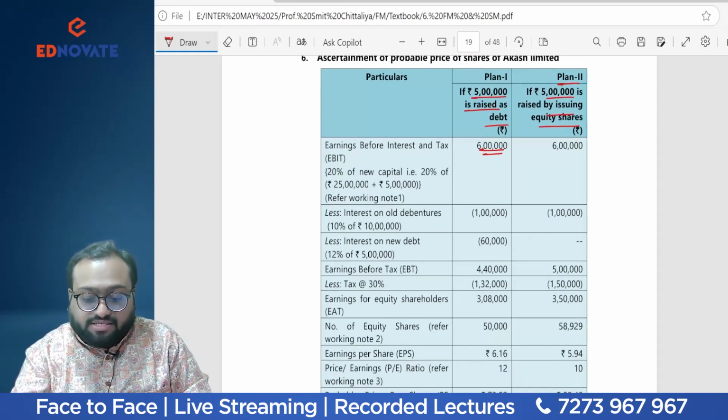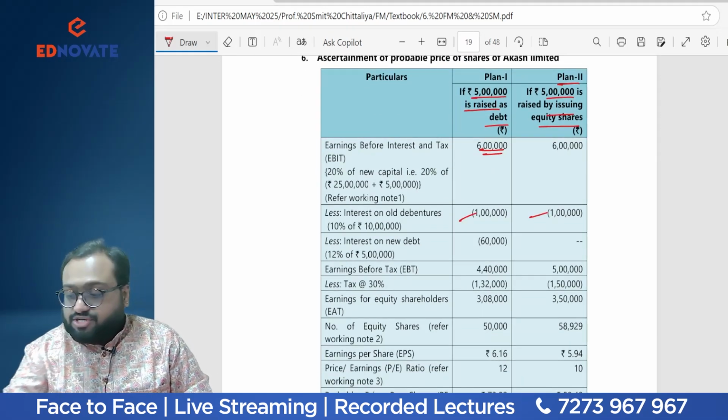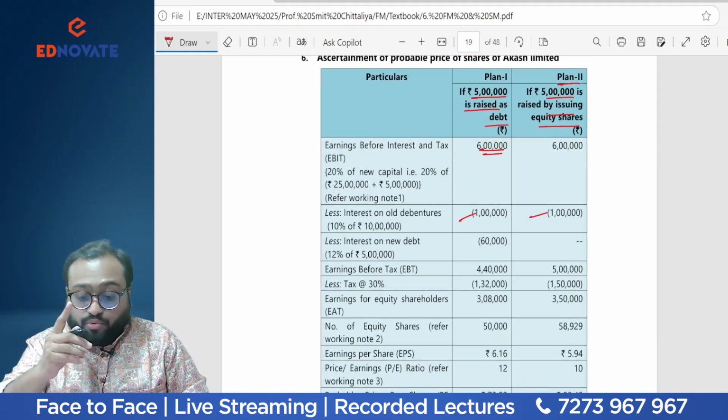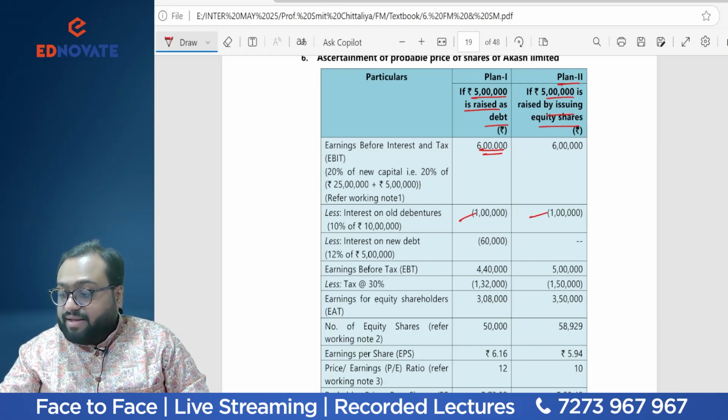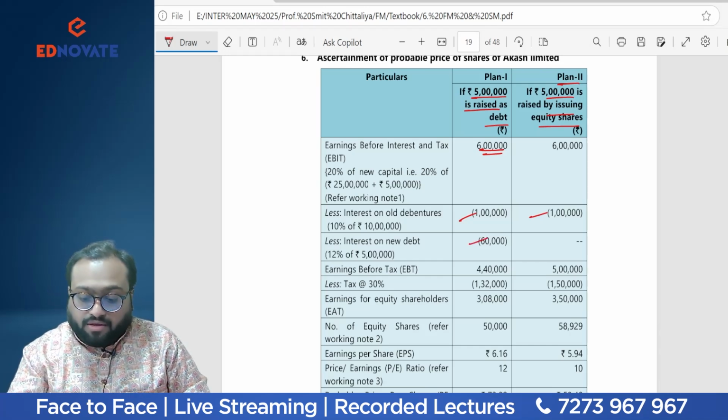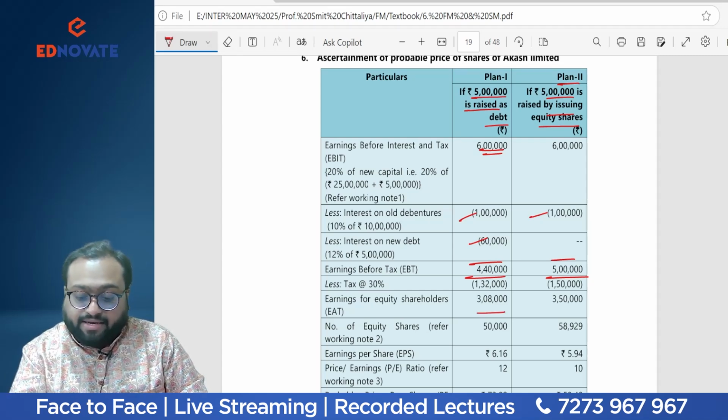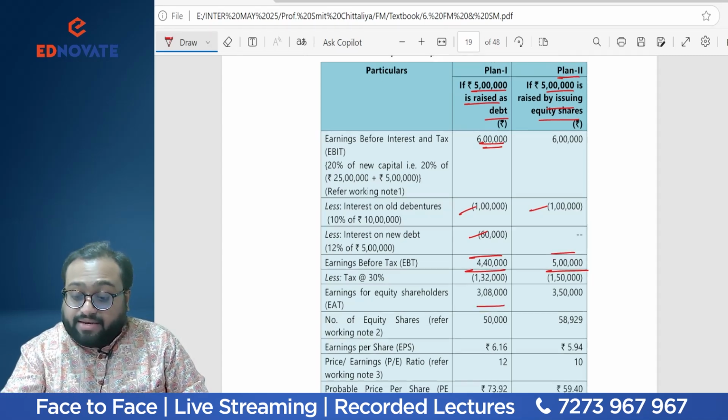So I have the existing interest of 1 lakh. Additional interest will be, new interest I am getting at 12%. So 5 lakh into 12% will be 60,000. So here it will be 4 lakh 40 and 5 lakh, that will be my EBT. Then tax. After tax, I'll get EAT. Divide by number of shares.